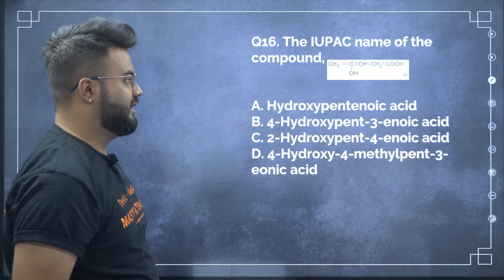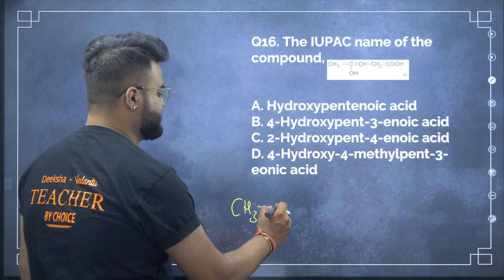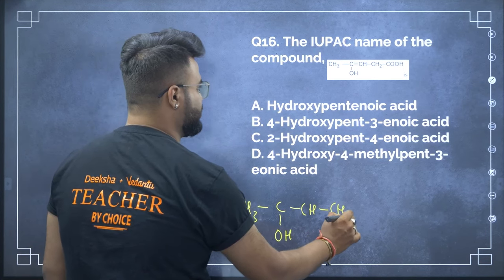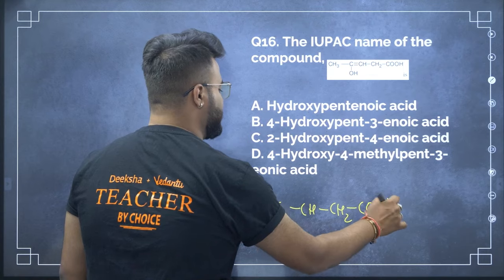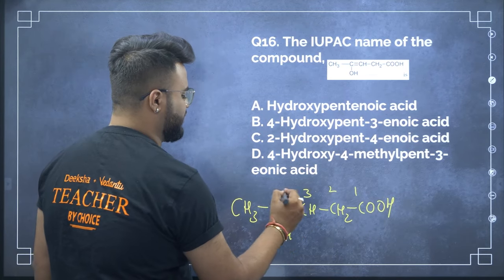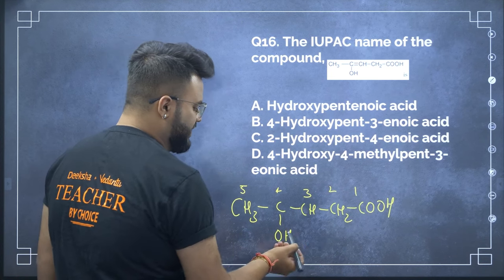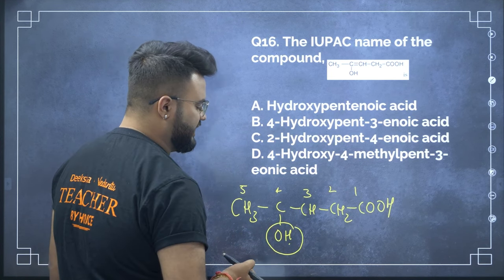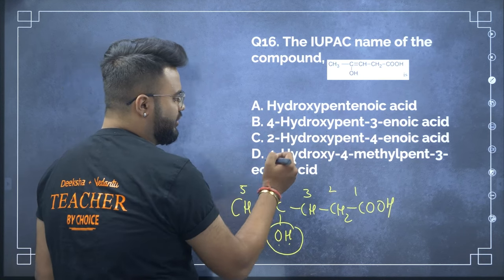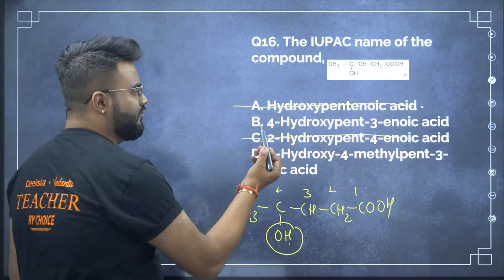When I see the IUPAC name of this compound, let me write down the structure. That is CH3COH, CH, CH2, COOH. Now let me consider this. That is 1, 2, 3, 4 and 5. Clear? Now let me consider. What is the substituent we can see here? That is, at the fourth position, it should be hydroxy. So 4-hydroxy. So option 2 and option A get cancelled.